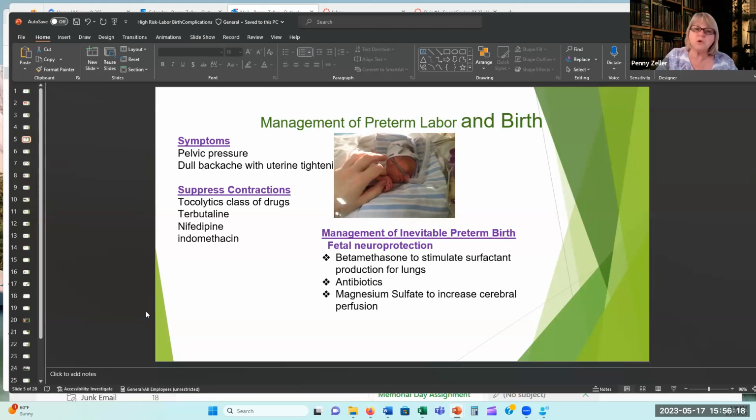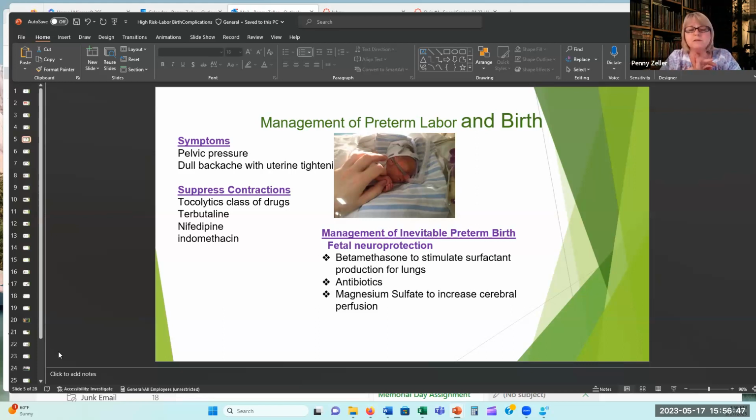So we can use those drugs, but if it's obvious that she's going to be in labor and we're not able to stop it, then we have to consider the well-being of the fetus, all right? Our focus shifts. So what do we need to do for this fetus that's going to be delivered early? We know what the potential problems are. Immature lungs. If it's before 35 weeks, immature lungs.